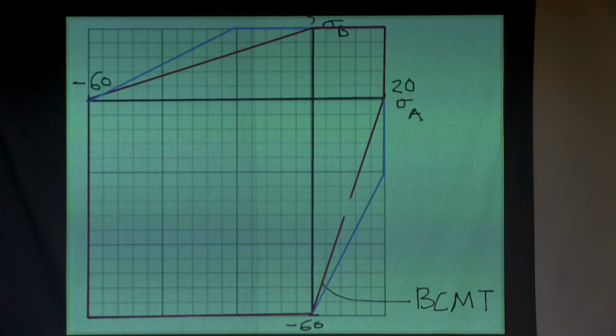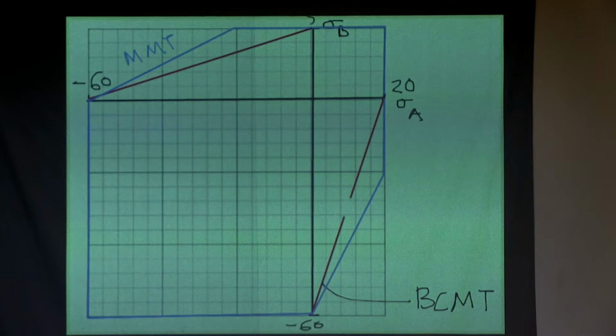So you may want to just do it here. That's good. Another one over there. That's good. And that. So that one there is your MMT. Now let's look at the point.